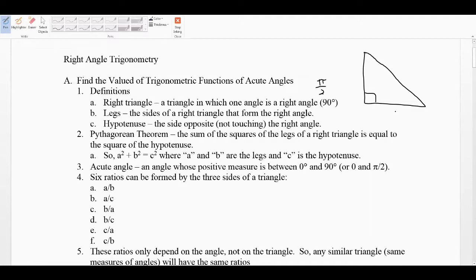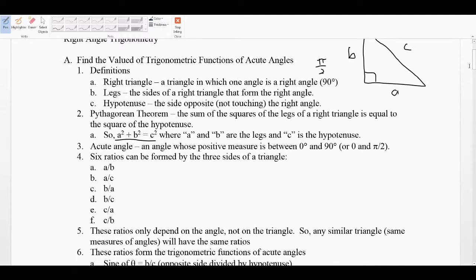Now we're going to call this side A and this side B. Those sides that are adjacent to the right angle are called legs, and then the side opposite the right angle, which is the long side, is called the hypotenuse. And that leads us to the Pythagorean Theorem, which says if you square the two legs and add those two results together, that's going to equal the square of the hypotenuse.